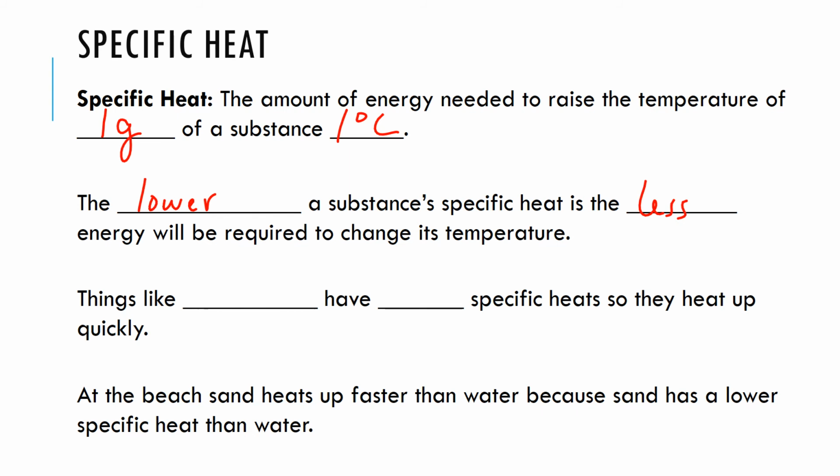All right? So things like metals will have low specific heats because they heat up very, very quickly. Things like water have high specific heats because comparatively it would take a lot more energy to heat up water than it would an equal mass of a metal. So the example we used in Unit 1, at the beach, the sand will heat up a lot faster than the water because the sand has a lower specific heat than water.